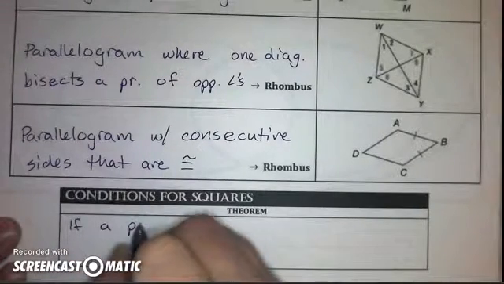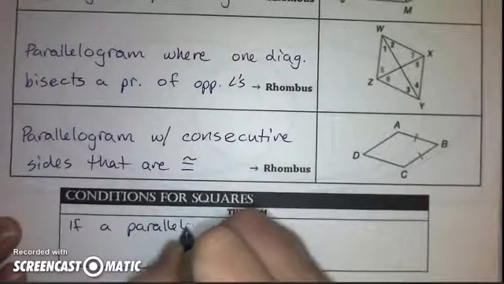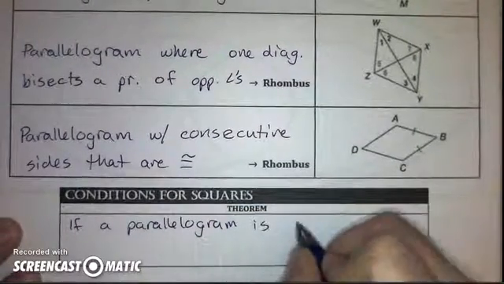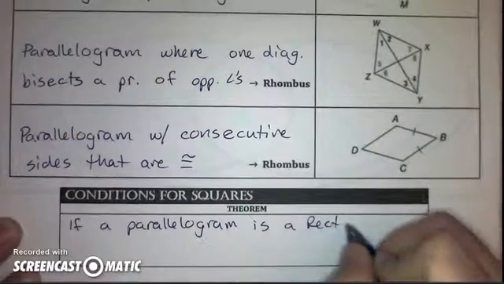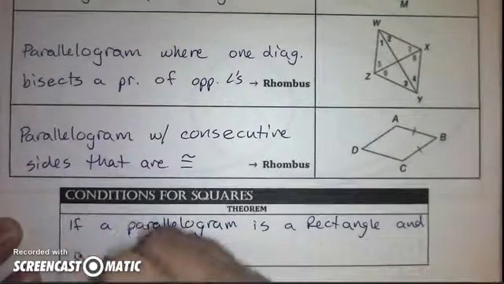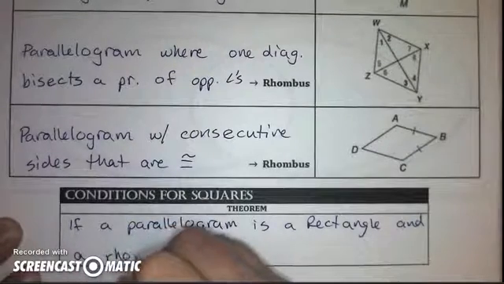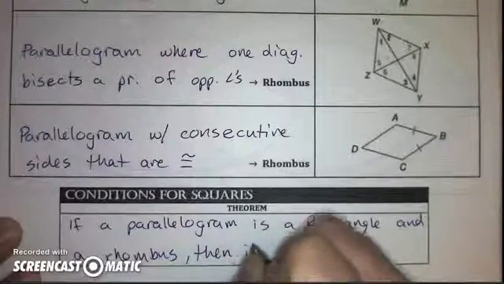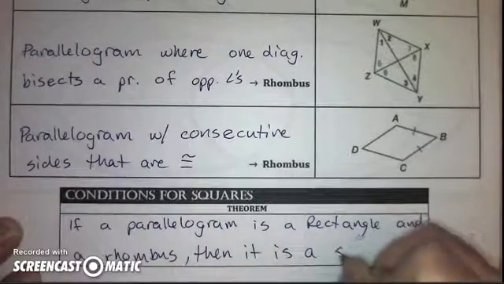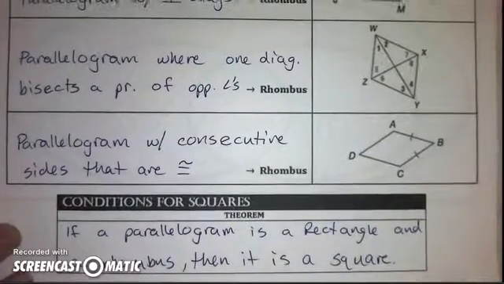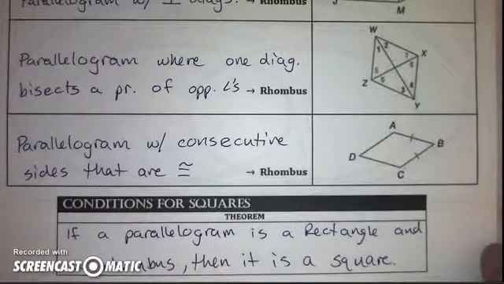If a parallelogram is a rectangle and a rhombus, then it is a square. All right.